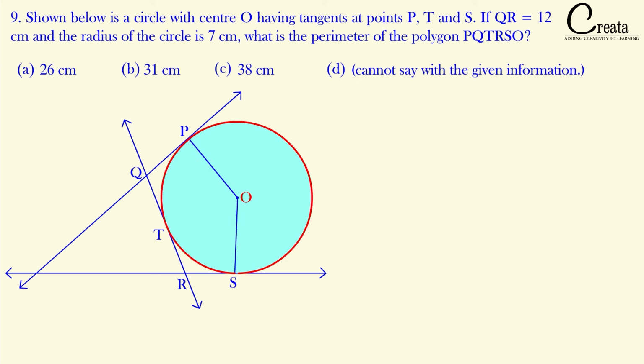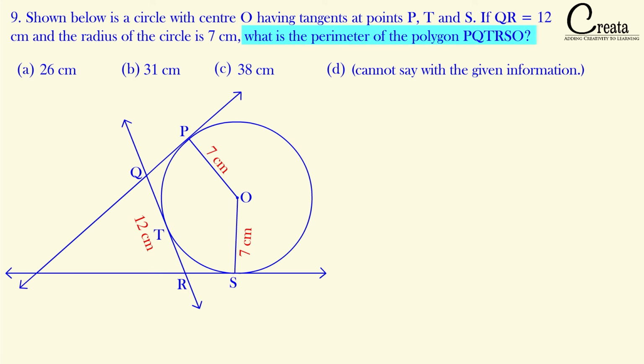In this question, the circle is given with center O and 3 tangents are given. These 3 tangents are touching the circle at points P, T and S. So these are the points of contact. A tangent is a line segment which touches the circle at only one point. Further, QR is given as 12 centimeter. The radius of the circle is given as 7 centimeter. Here OP and OS are the radius of the circle, which is 7 centimeter.